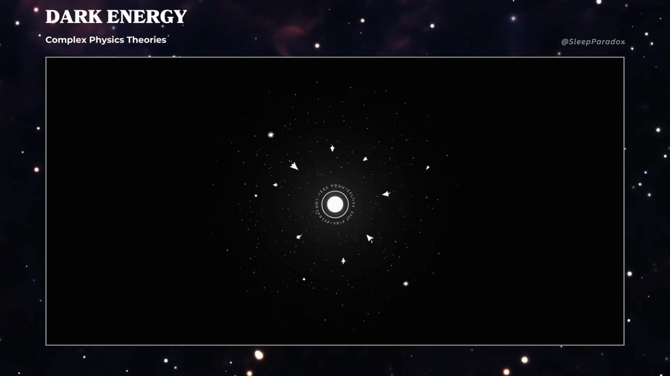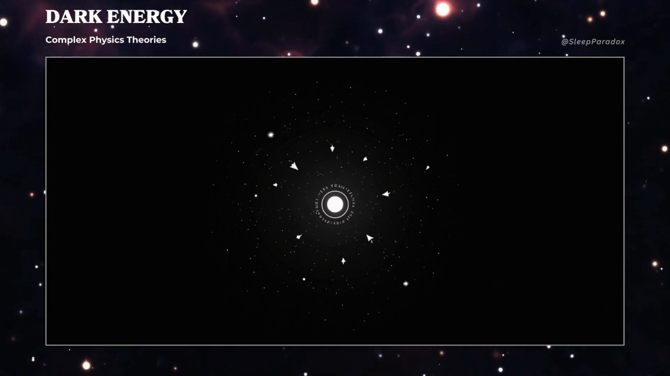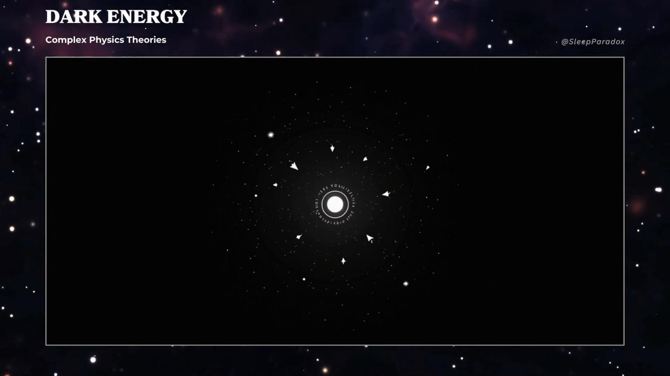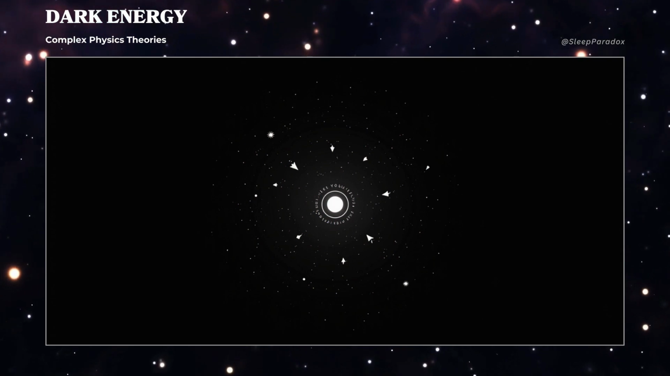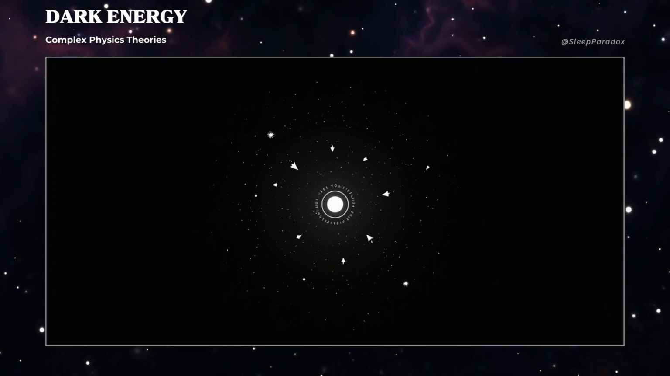Unlike matter, which clumps together to form the celestial objects we see, dark energy is diffused. It's spread evenly throughout the cosmos, acting uniformly wherever space exists. You might think of it as the gentle but relentless push that fills the voids of space.